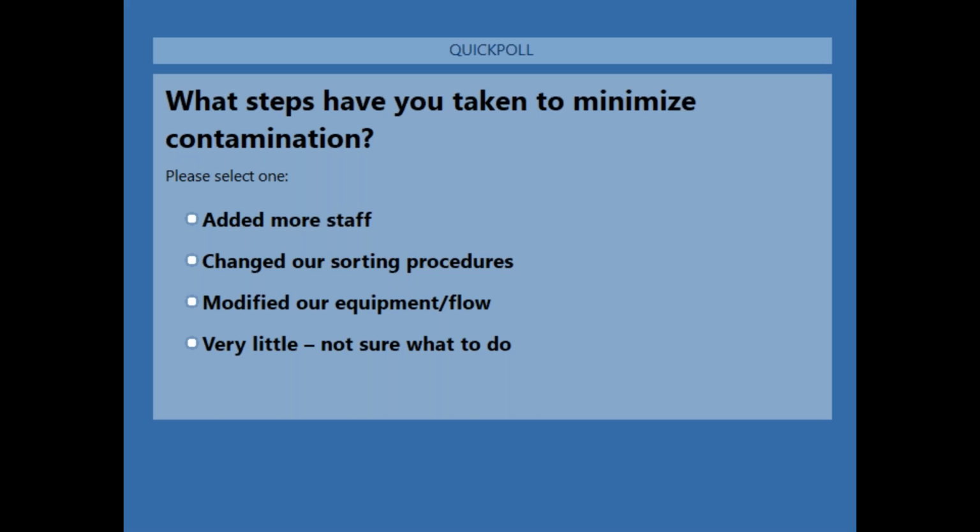Or number 4, really very little because we're not sure what to do. So again, the question: what steps have you taken to minimize contamination? Number 1, added more staff. Number 2, changed our sorting procedures. Number 3, modified our equipment and material flow. Or number 4, really very little because we're not sure what to do.